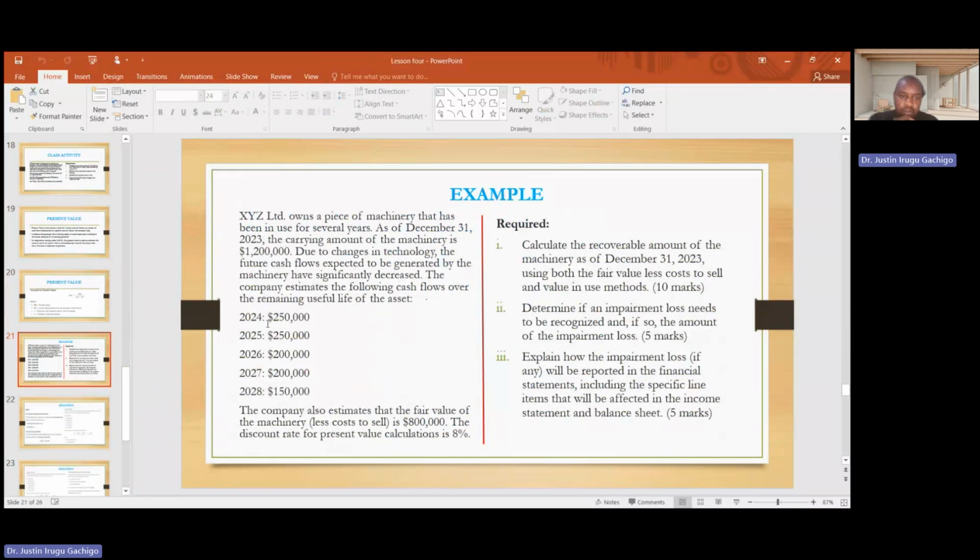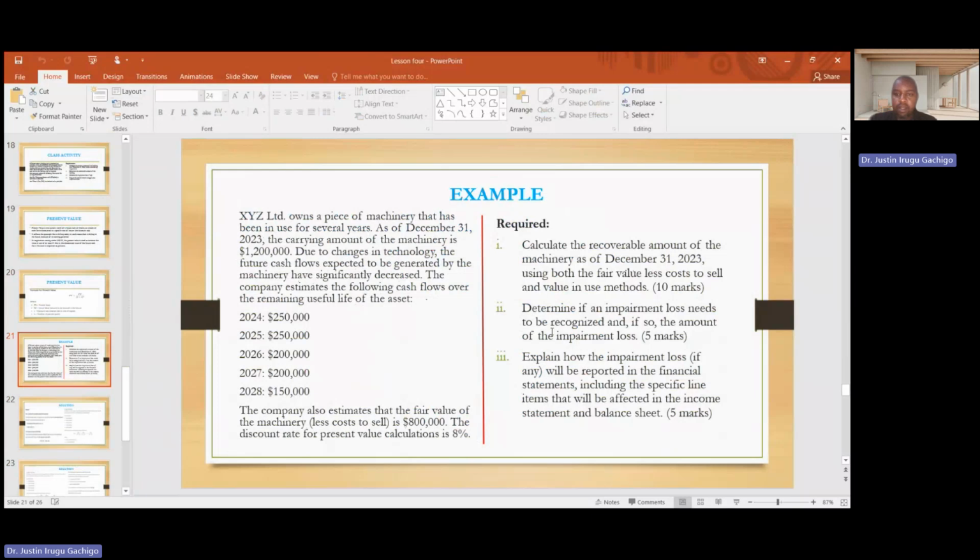So these are the cash flows that we have. The company also estimated that the fair value of the machinery less cost to sell is 800,000. The discount rate for the present value calculations is 8%. You are required to: one, calculate the recoverable amount of the machinery as of December 31st, 2023, using both the fair value less cost to sell and the value in use.